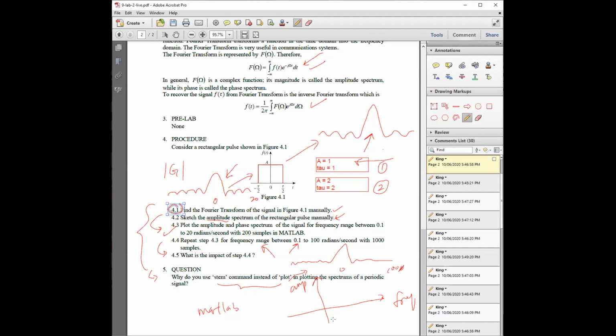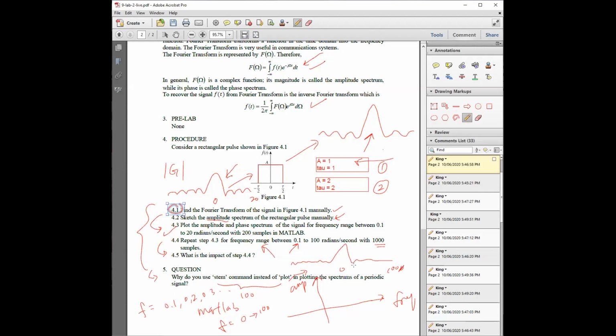MATLAB is numerical computation. You cannot just say T equals or F equals 0 to 1,100. You have to define F equals 0.1, 0.2, 0.3, all the way to 100. So that is what it means. It has a total of 1,000 samples, a total of 1,000 points. You get what I mean?